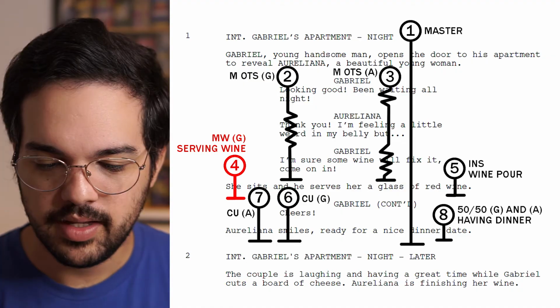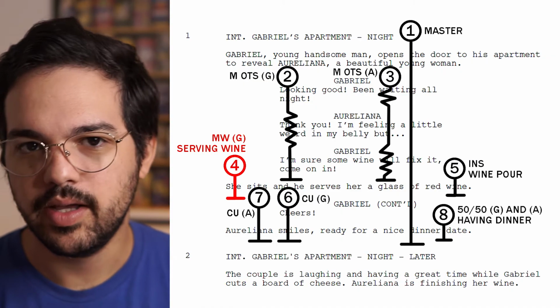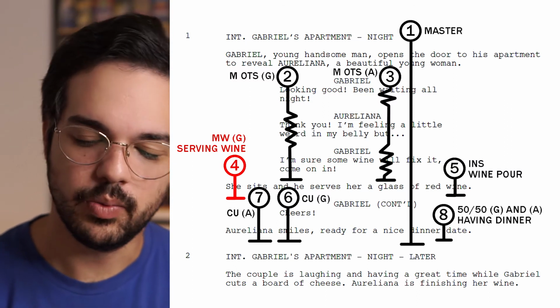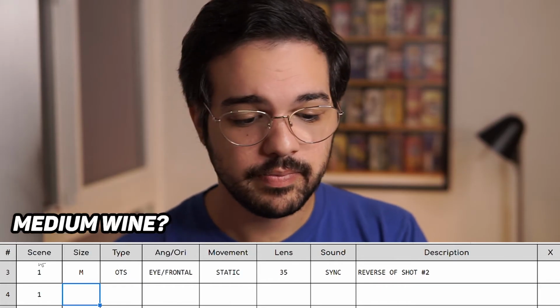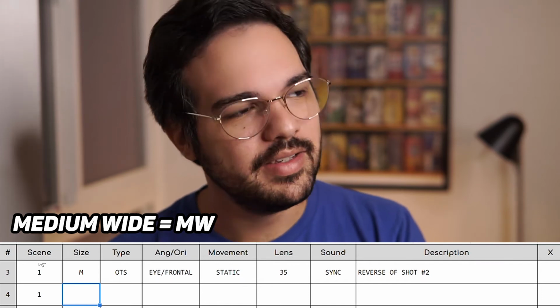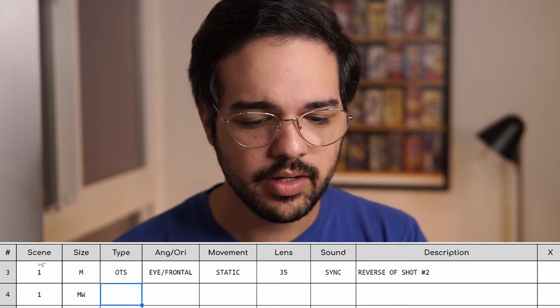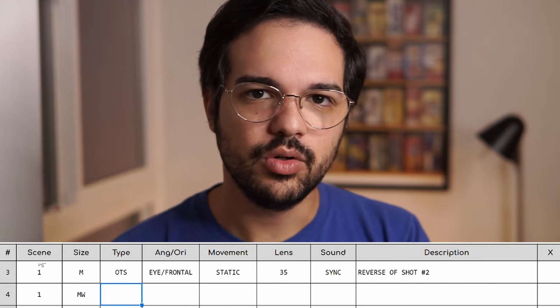Shot number 4. It says medium wide serving wine. This is a medium wide of who serving the wine? If we read the script, Gabriel is serving the wine, so this is a medium wide of Gabriel. So MW for medium wide. Type. This is a single shot.